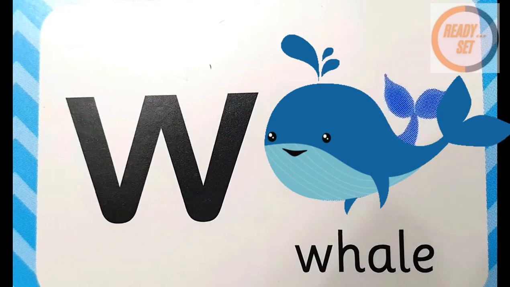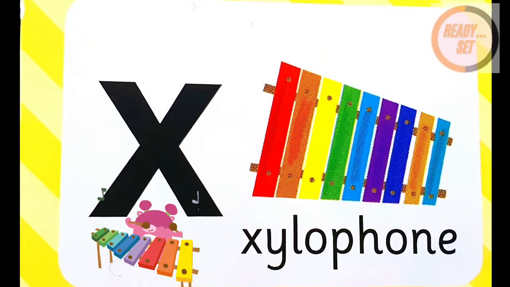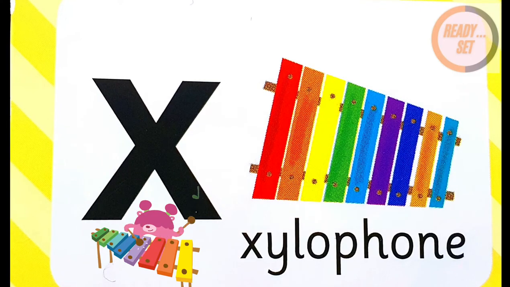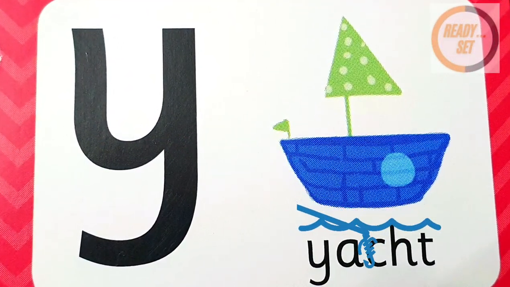Violin. W is for whale. Whale. W, whale. X is for xylophone. Xylophone. X, xylophone. Y is for yacht. Yacht.